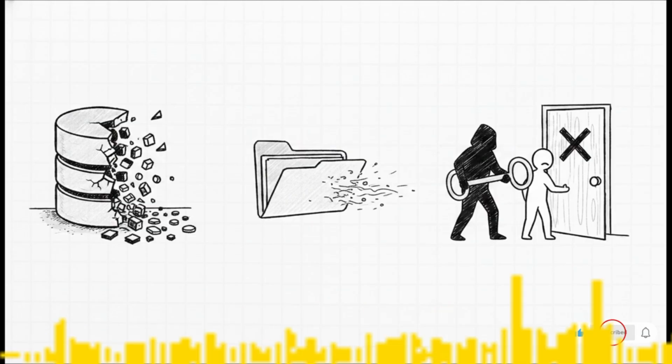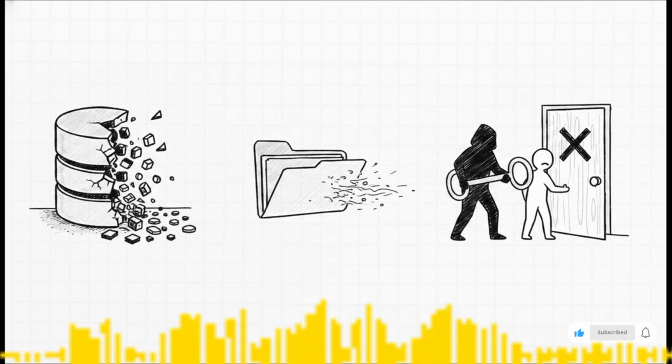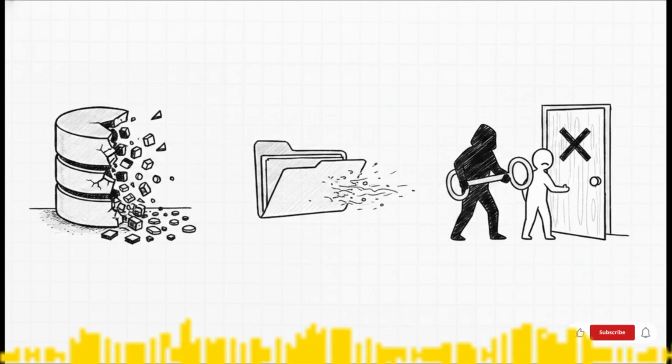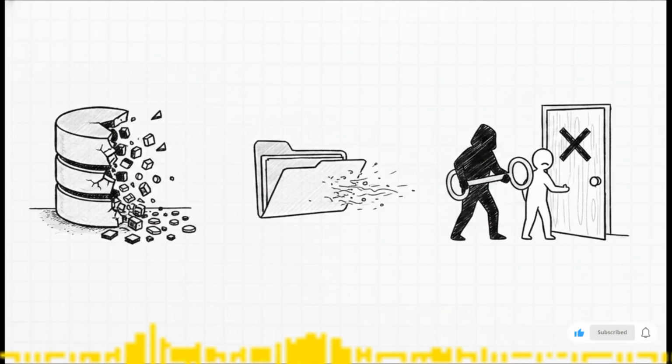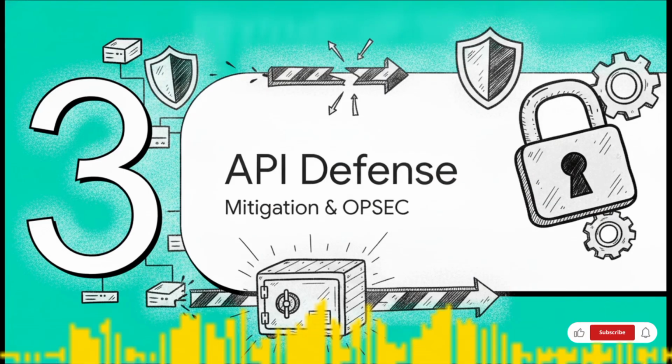Honestly, it doesn't even matter how the ID is formatted. If an attacker can identify it, they can manipulate it. And that manipulation results in massive data leaks, widespread data loss, or, in the worst-case scenario, full account takeovers where they literally lock you out of your own account entirely. Okay, so how do we fix this?